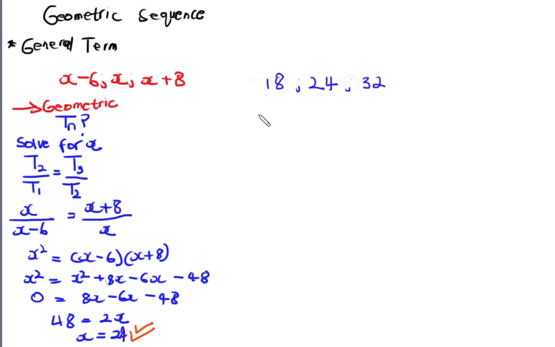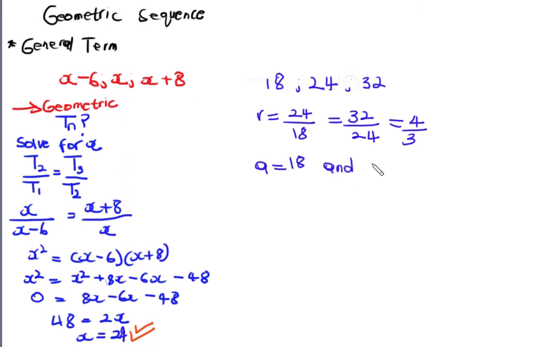The r value will simply be r is equal to 24 divided by 18, which should be the same as 32 divided by 24. Putting it on a calculator, 24 divided by 18, and 32 divided by 24, gives 4 over 3. So the r value is equal to 4 over 3. Now we're done, because we know a, the first term, is 18, and r is 4 over 3.